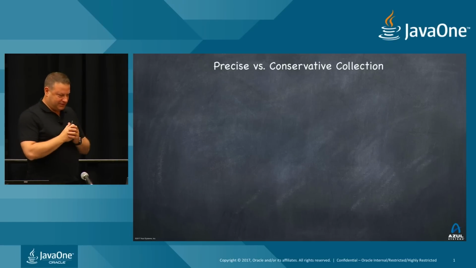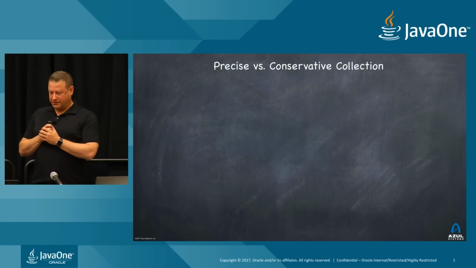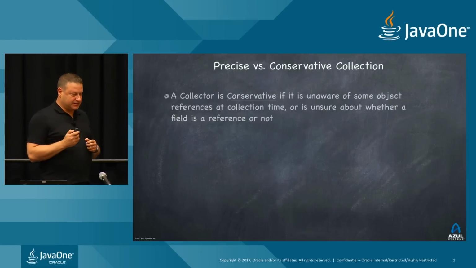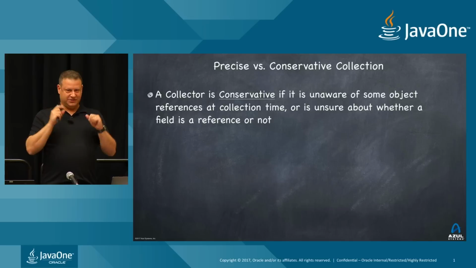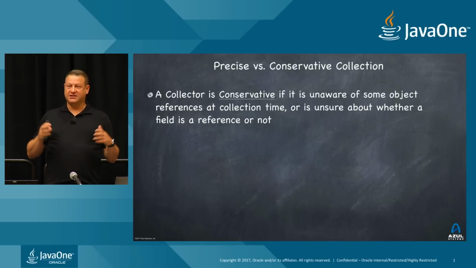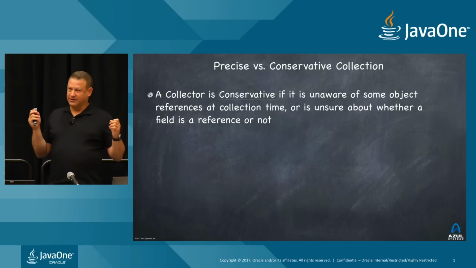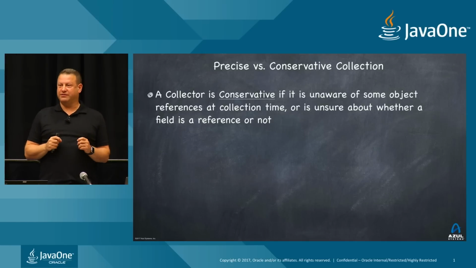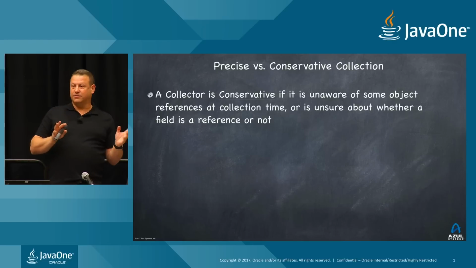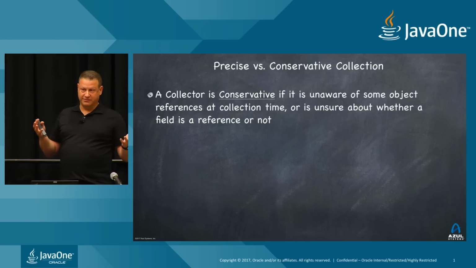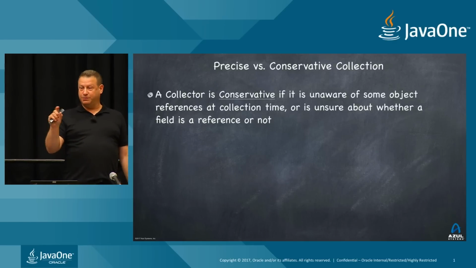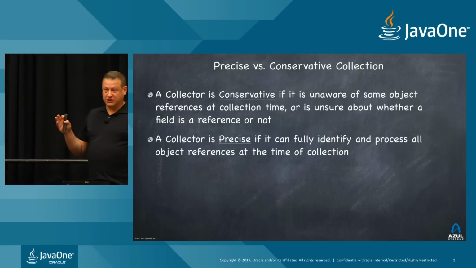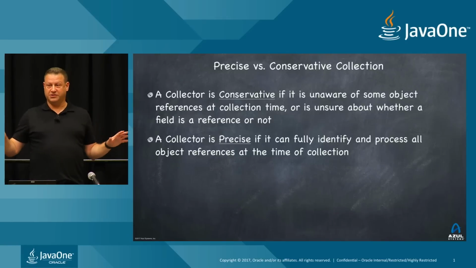Okay, let's talk about a few other terminologies, precise and conservative collections. A precise collector, well, let's start with conservative. A conservative collector is a collector that's not quite sure where all the pointers are. It's got to go and find junk in the heap, but it's not quite sure where all the pointers to everything are. Knows some, but not all. And it needs to, as a result, be conservative. Some things might be pointers, might not be pointers. We need to deal with that. A precise collector is a collector that actually does know when it collects where all the pointers are.